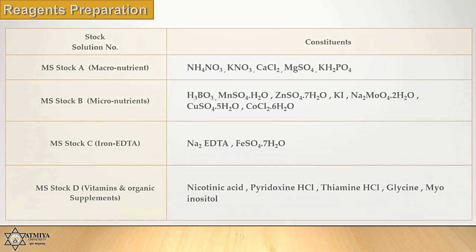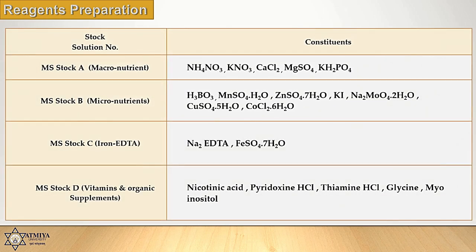Reagent preparation. Preparation of MS stock solution is the most basic and important step in plant tissue culture medium preparation. To prepare any basal medium, including MS medium, the ingredients like macronutrients, micronutrients, iron EDTA, and vitamins are common. So, in order to prepare any basal medium, stock preparation is a crucial step.